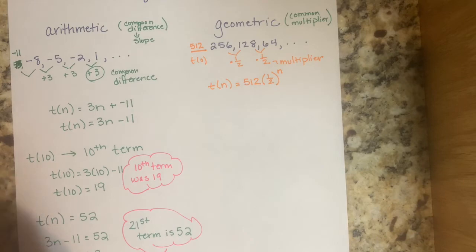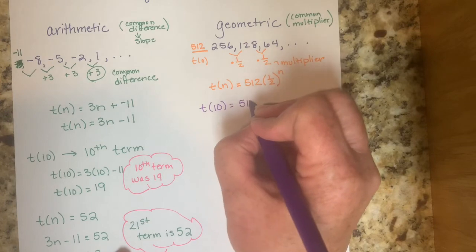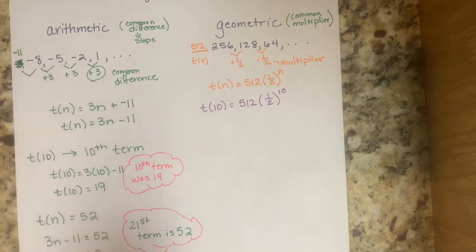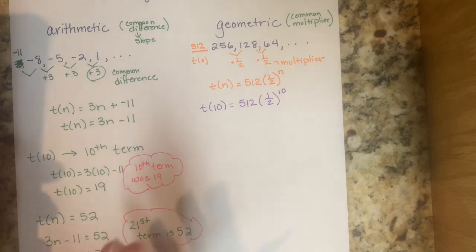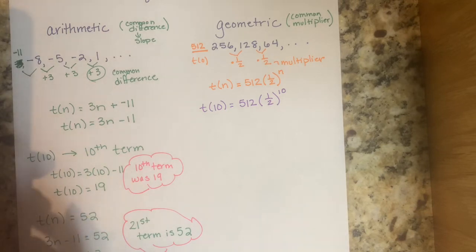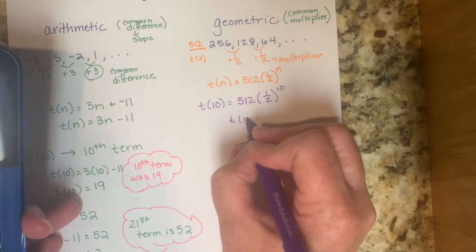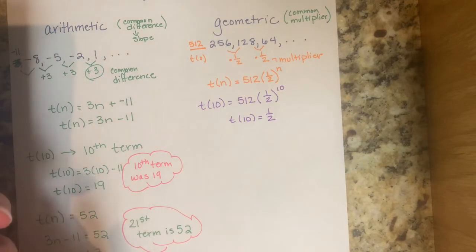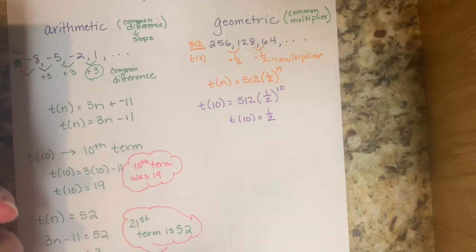So in this problem, if I said, hey, what is the 10th term? We're going to do t of 10 equals 512 times 1/2 to the 10th power. Now this is probably going to be pretty big, because if I put in 0.5 to the 10th power, that right there actually gets kind of small. We're going to then multiply that by 512. And we actually get that the 10th term equals 1/2. So let me just double check that. I'm going to do 0.5 to the 10th power, get that answer, and multiply by 512, and we get 1/2.